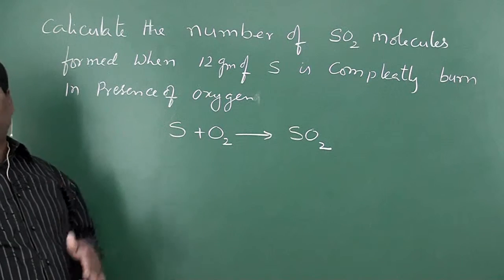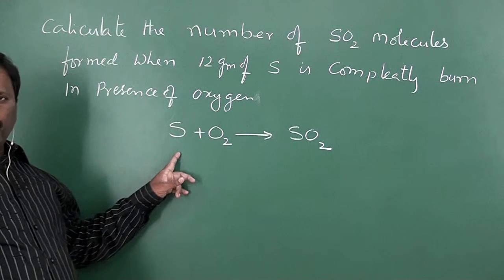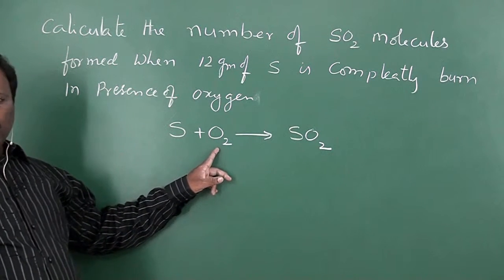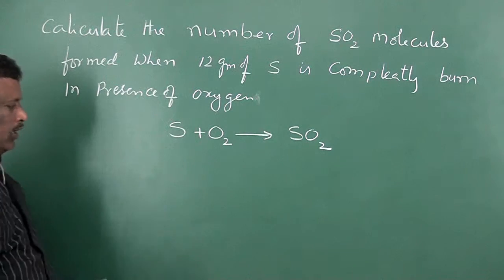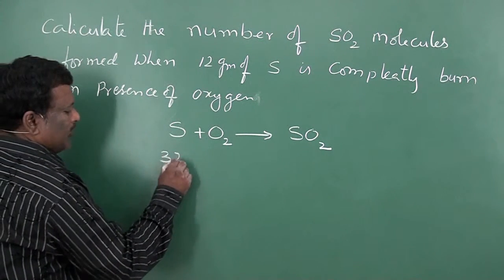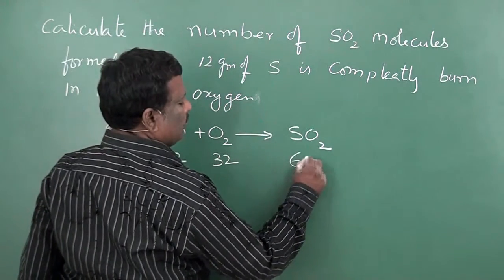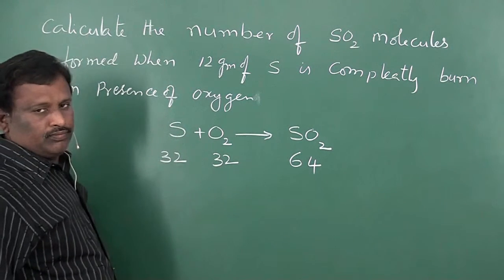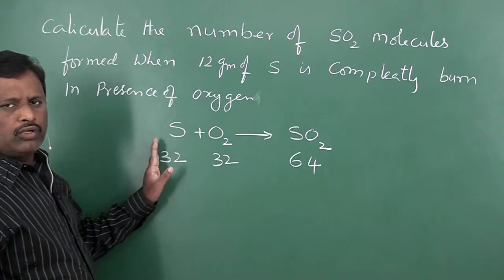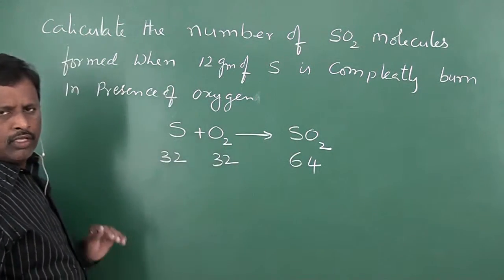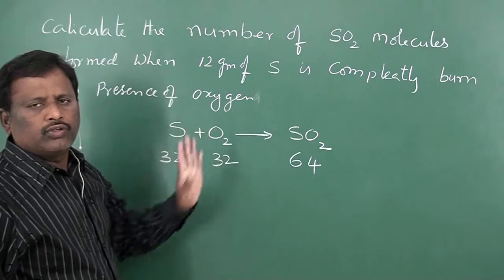Now, comparison. What are the relations? We know that here, one sulfur, that means 1 mole of sulfur, 1 gram atom of sulfur, is reacting with 1 mole of oxygen to give 1 mole of sulfur dioxide. So, here the mass ratio is 32 grams of sulfur reacting with 32 grams of oxygen to give 64 grams of sulfur dioxide. If it is kilograms also, 32 kilograms, 32 kilograms, 64 kilograms, or 32 tons, 64 tons. Whatever, that is 32 units of sulfur reacts with 32 units of oxygen to give 64 units of sulfur dioxide.